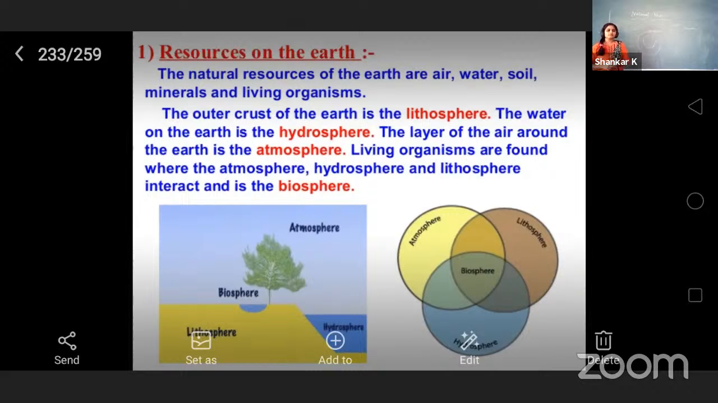So what things do we get on the earth? We get the atmosphere, the lithosphere, the crust of the earth, and water, which we call the hydrosphere. Water is also very useful for living organisms. Plants need water, animals need water, and we all human beings need water to live.